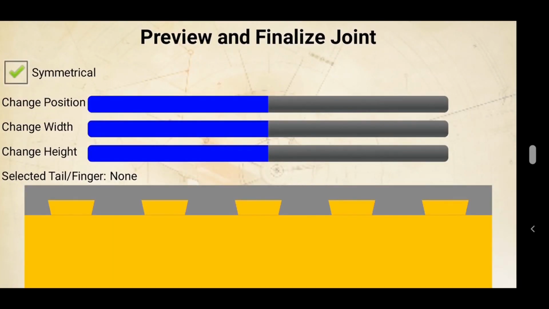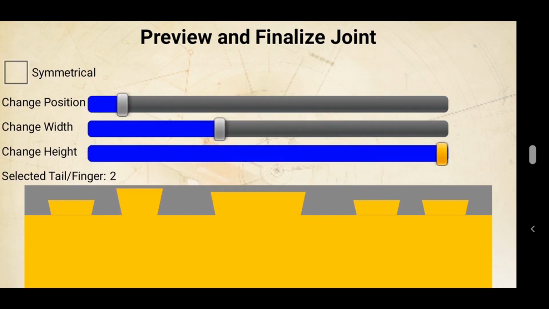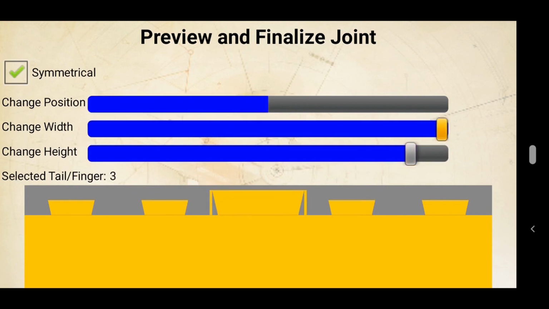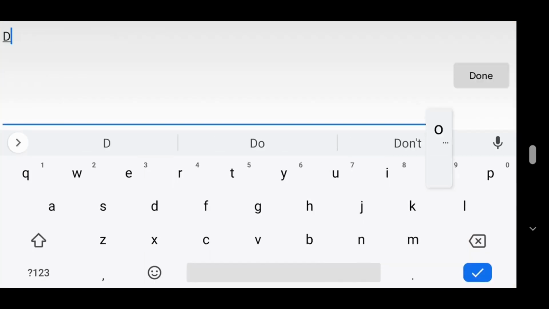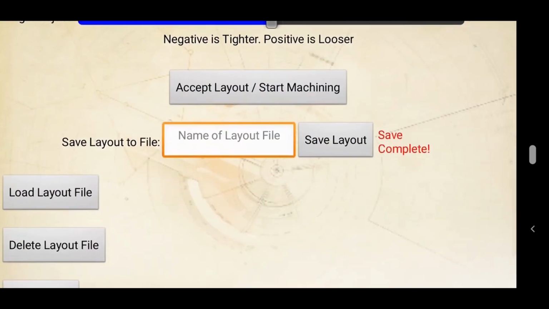Here you can further customize the joints to your liking, and the program only allows you to make changes that are physically possible. You can save this for later and come back to it and make any adjustments needed.